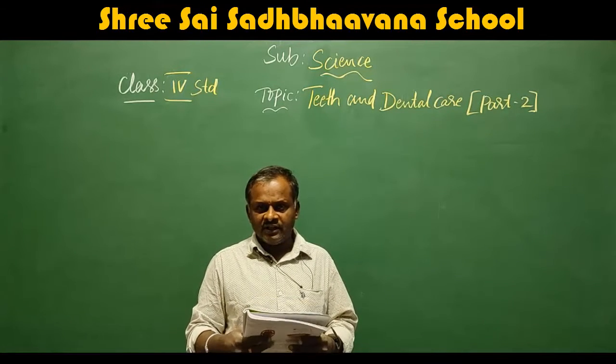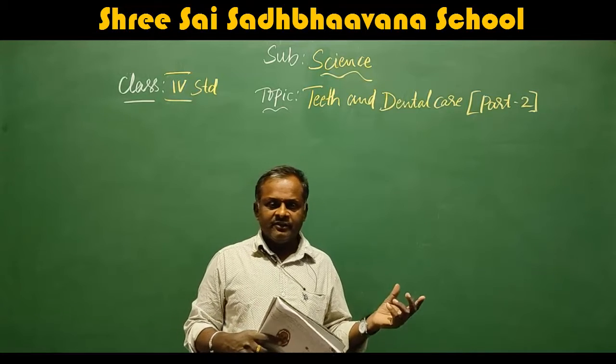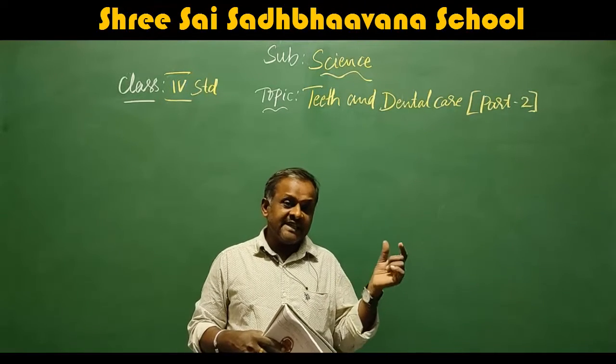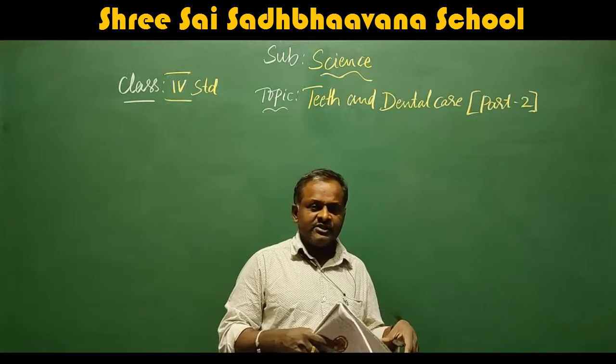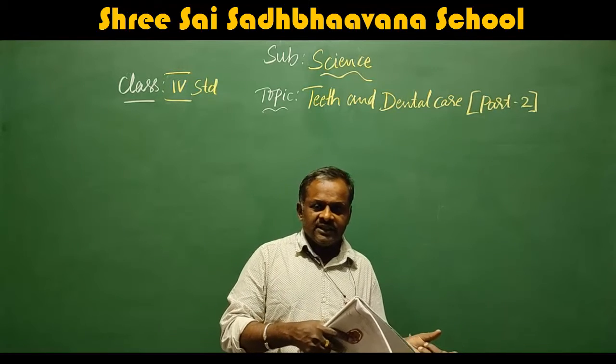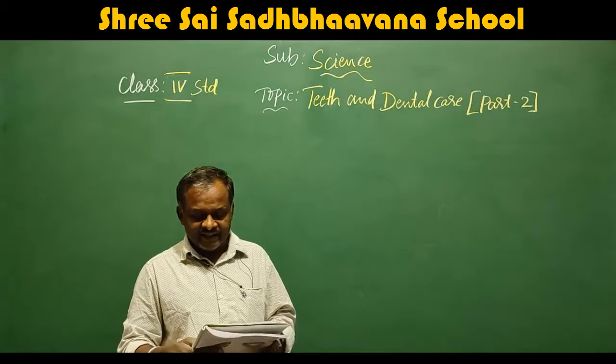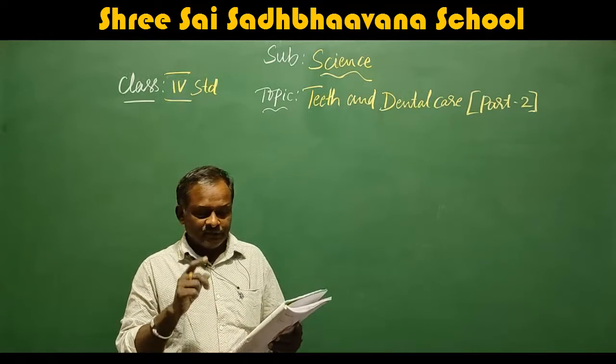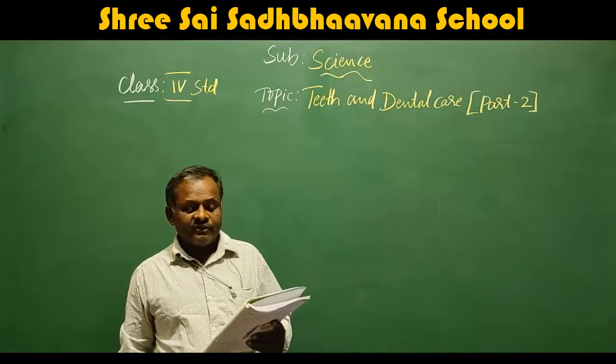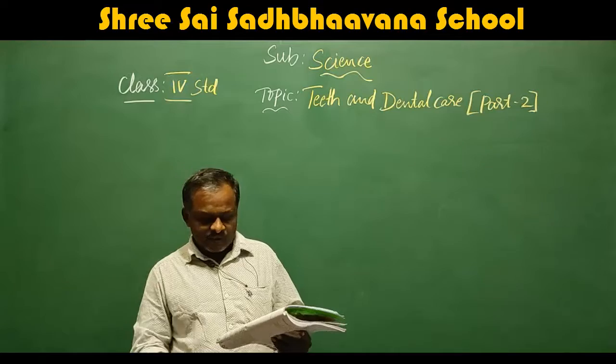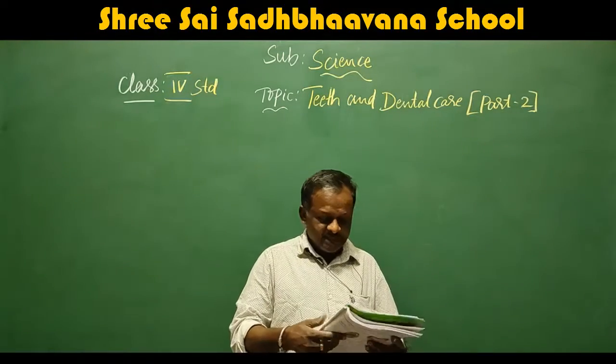Layers of tooth. I have already explained that the singular form is tooth and the plural form is teeth. Here they have taken only one tooth, so it is called layers of tooth. Just look at the textbook, page number 46.